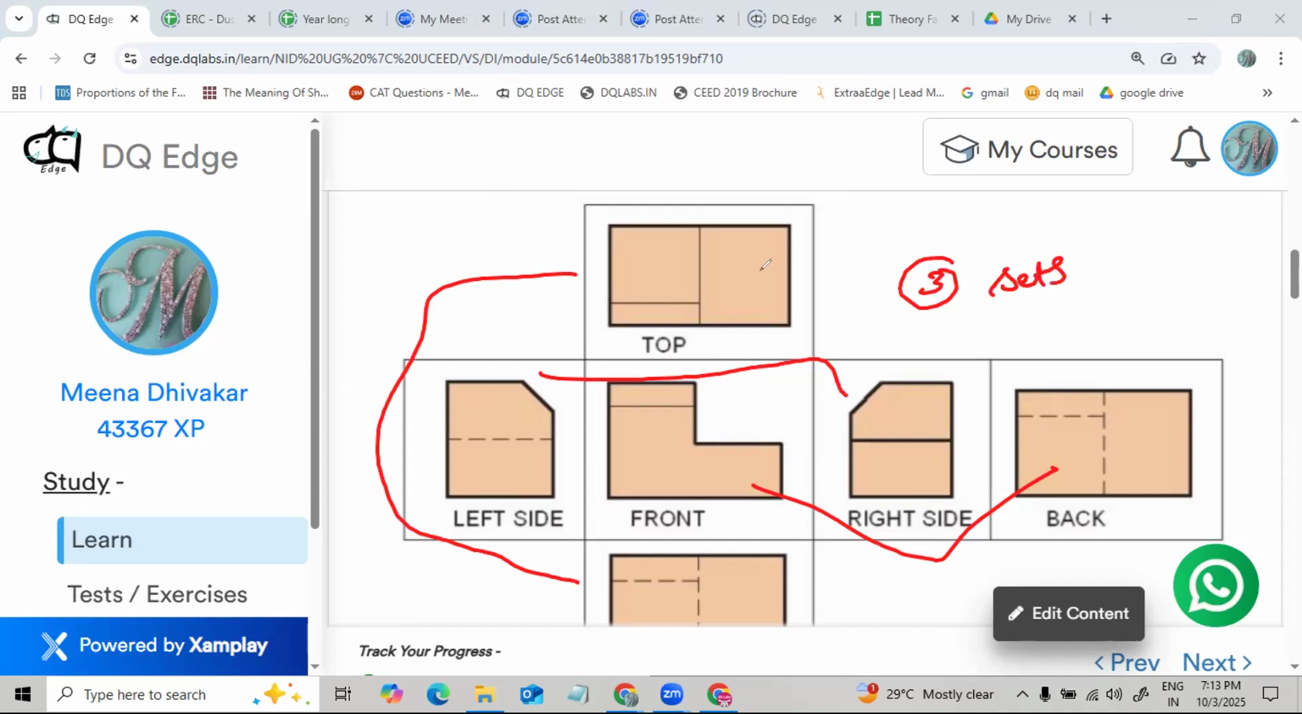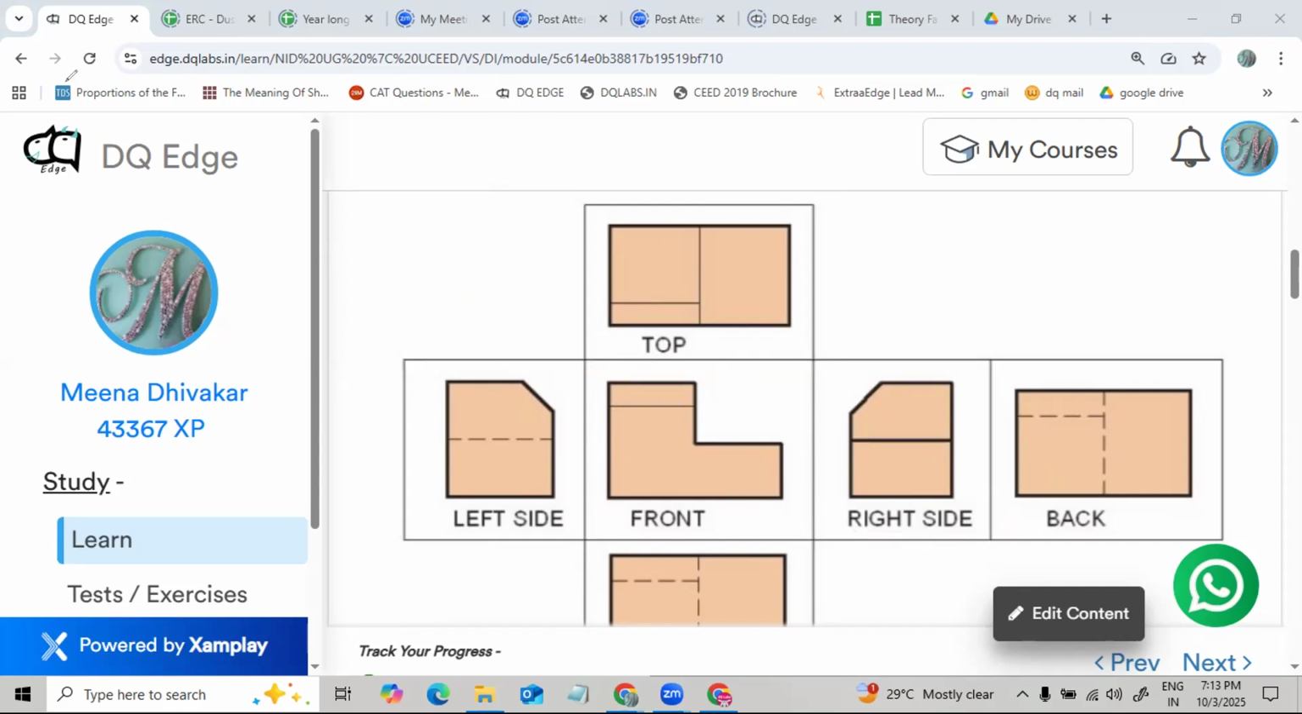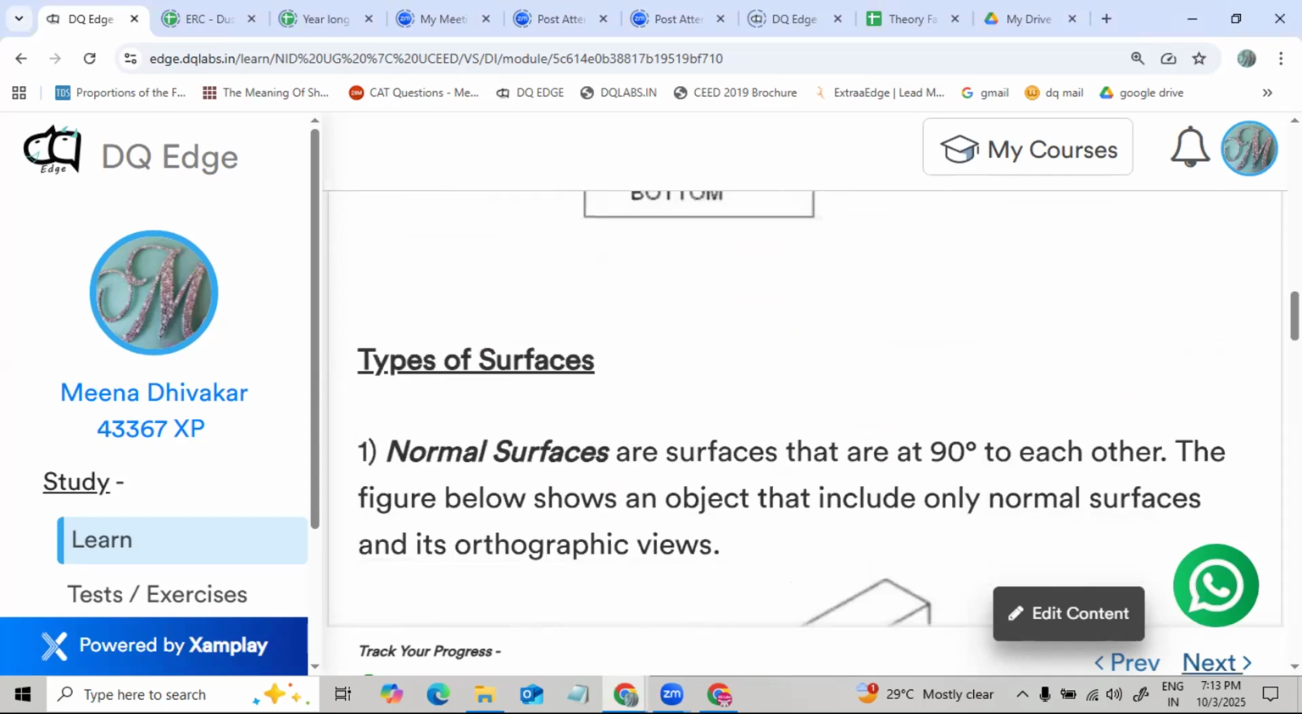But only if I know any one from these 3 sets could I do it. That means I need to know any one from top and bottom, any one from left and right, and at least any one from front and back. Only then I could predict my 3D figure. Otherwise, it will be very confusing and you will end up with multiple answers. Okay, how, I'll tell you.